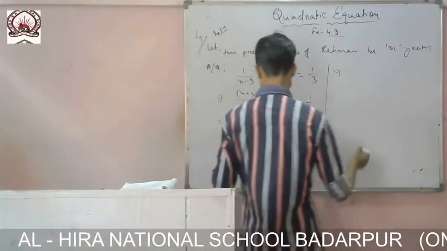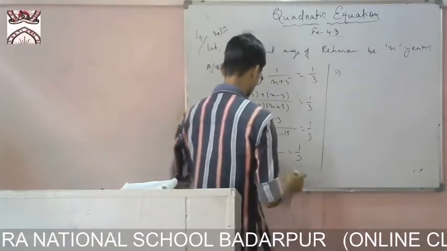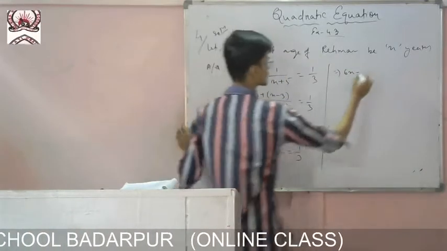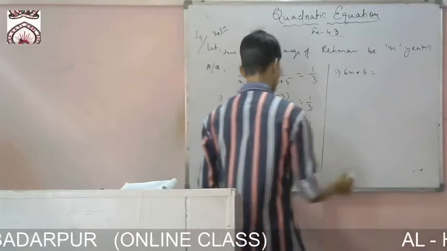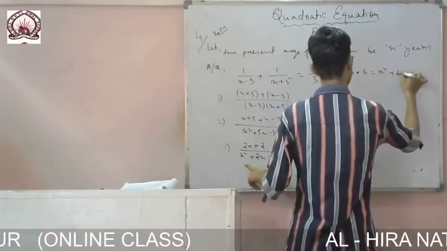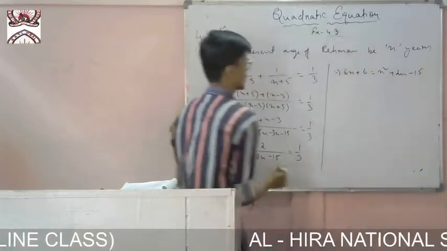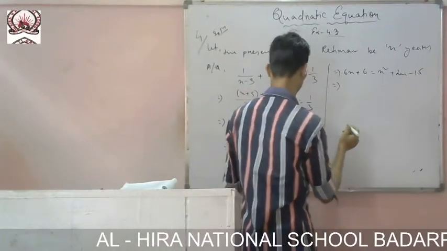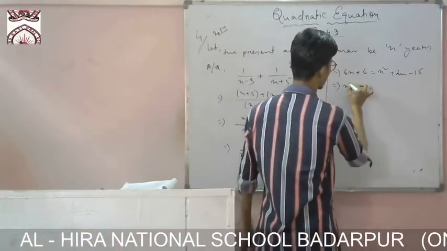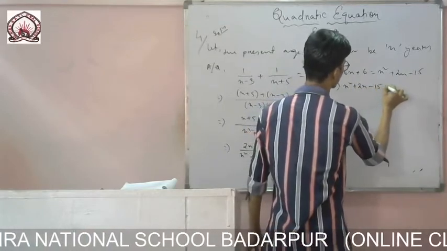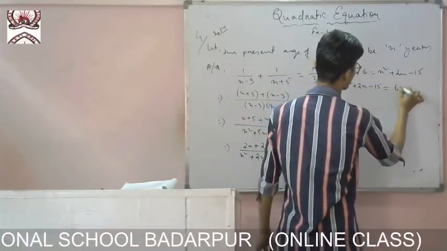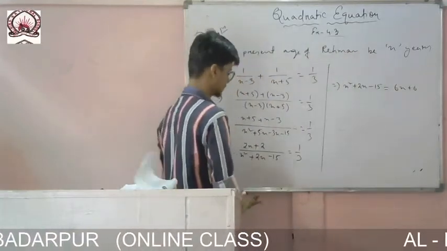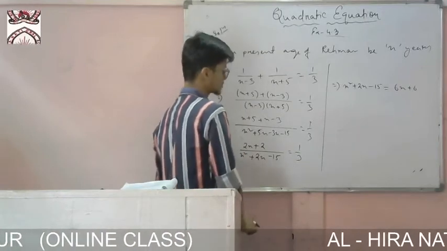If I cross multiply, with 3, 3 2s are 6x, plus 3 2s are 6, equals, with 1 it will be the same, x square plus 2x minus 15. Okay, now let me change the side. You write it opposite, it will be good. x square plus 2x minus 15 will be equal to 6x plus 6.